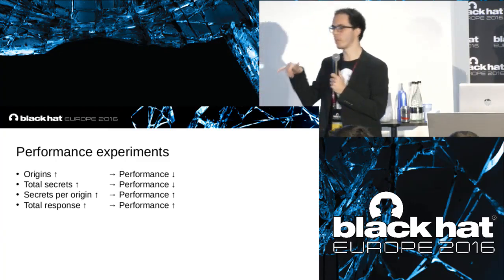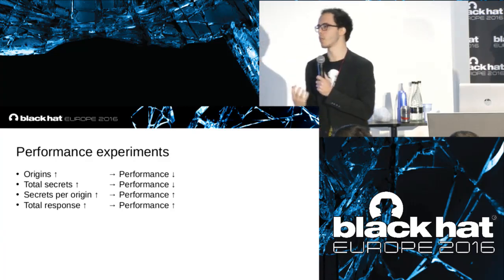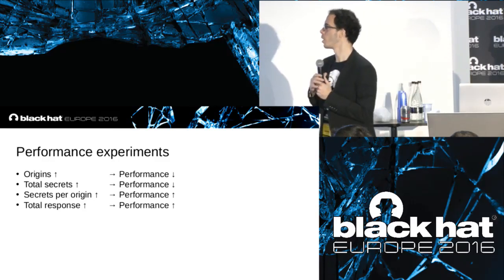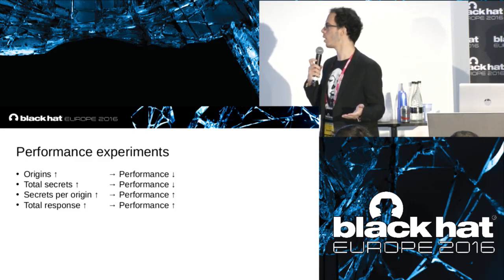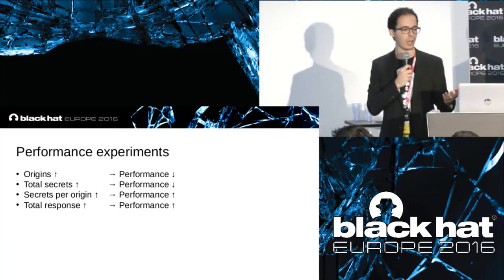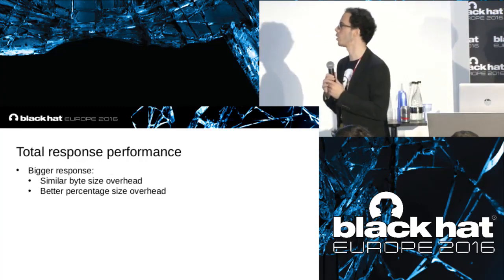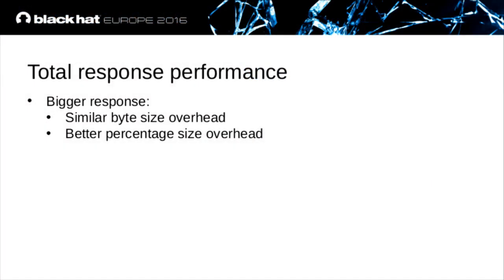So secrets will be compressed together because they come from the same origin, and the length will actually be smaller because compression will be better. And finally, if the total response goes up, then the performance will also go up. That is kind of interesting, because it's not so obvious at first why this happens. Why, when the total response is bigger, do we have better CTX performance?